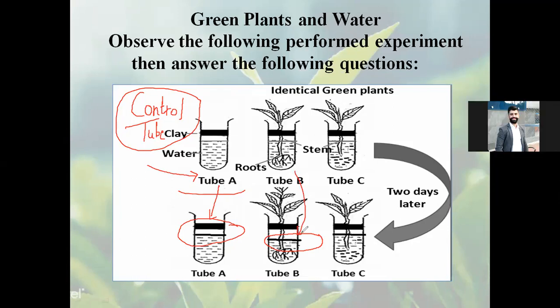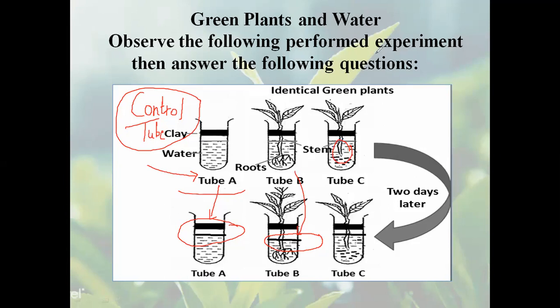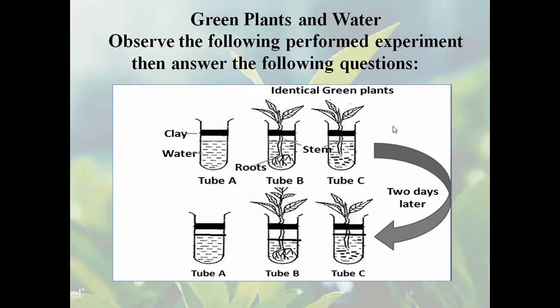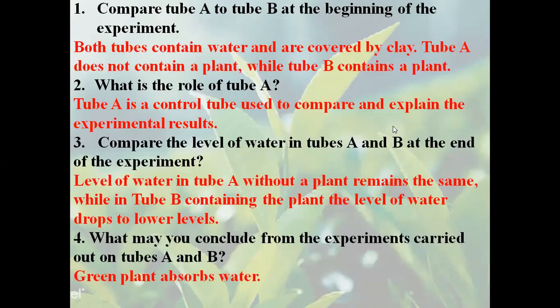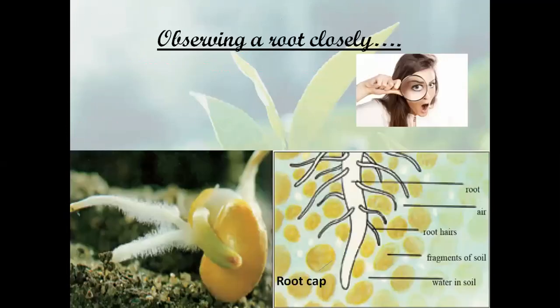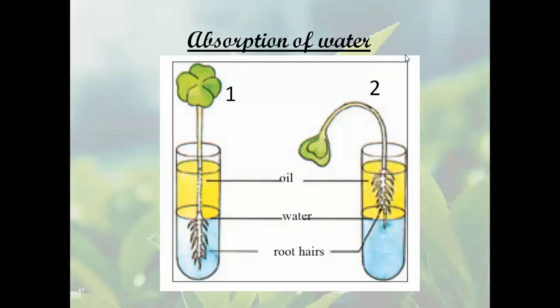However, in tube C, the level of water stayed the same in the plant lacking the roots. So which part of the plant absorbs the water? It's the roots. Now we know that the roots of the plant consist of two parts, the root cap and the root hairs. They are very important. Which part of these exactly? We said before that it is the root hairs.